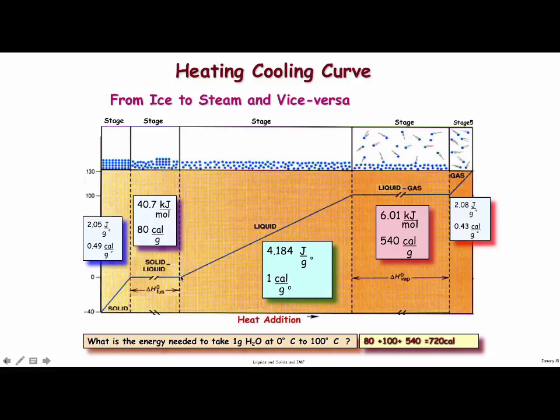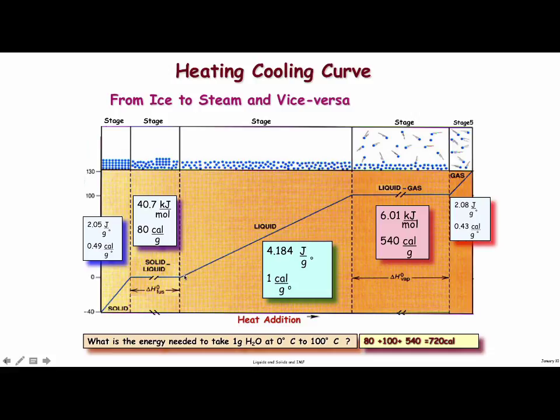And then you get liquid water heating up, and for every 1 calorie that you put in of energy, the temperature goes up 1 degree. And this is what we call the specific heat. 1 calorie per gram per degree. And for water, that's the number that you would use. If you want to use joules, 1 calorie, remember, is 4.184 joules.